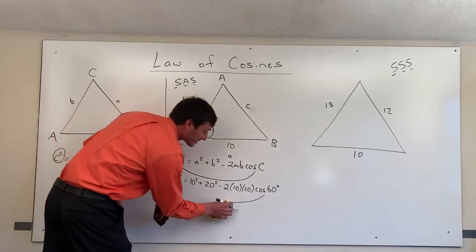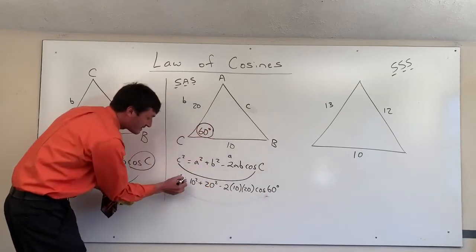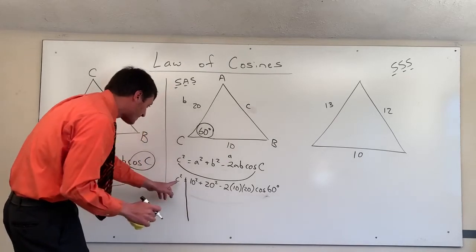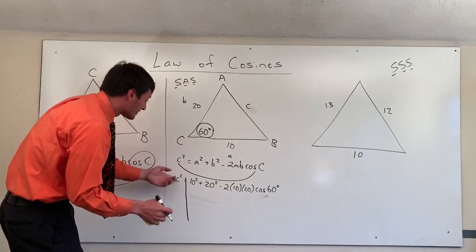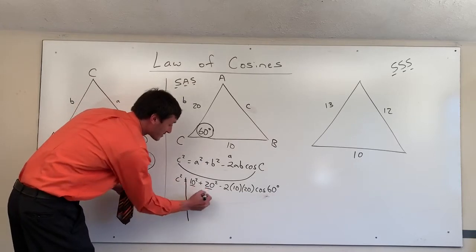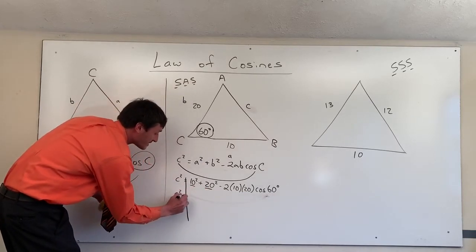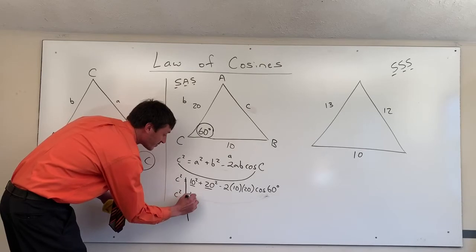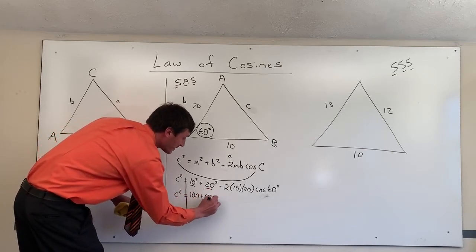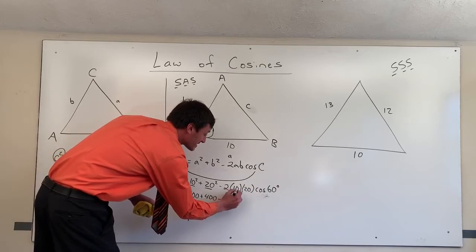Now we just got to solve this out. Remember that the equality divides the equation into 2 halves, so we can just focus here. And we're solving for c squared. Or no, we're solving for c. So we're going to have to take the square root at the end. Let's go ahead and do 10 squared plus 20 squared. That's going to give us what? c squared is equal to 10 squared is 100, plus 20 squared is 400, minus 2 times 10 times 20.